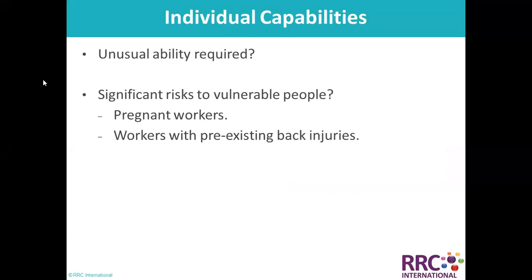Now, individual capabilities, unusual ability required, significant risk to vulnerable people. This is especially for pregnant workers or workers with pre-existing back injuries, which must be considered.